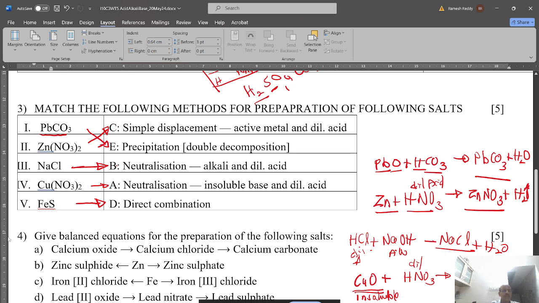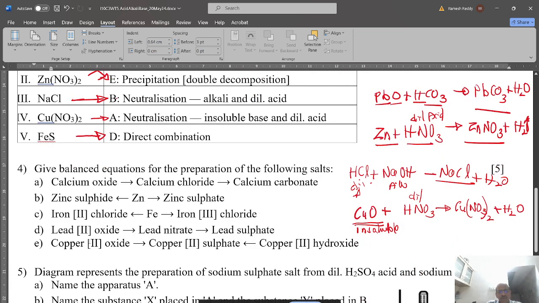FeS is always D. Why? Because ferrous and sulfide, when you combine them, it will form by the direct combination method. So you get ferrous sulfide, which is a solid, a salt, sorry. So this is made from an element plus an element. Both elements combine together and form ferrous sulfide. That's how it is.